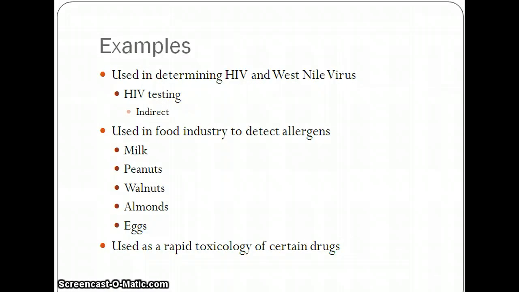Now some examples. It's used in HIV testing and West Nile virus testing. In HIV testing, we usually use the indirect ELISA. In the food industry, it's used to find allergens, since people have allergies. The most common ones are milk, peanuts, walnuts, almonds, and eggs. We find them so people can avoid them. It's also used in rapid toxicology of certain drugs.